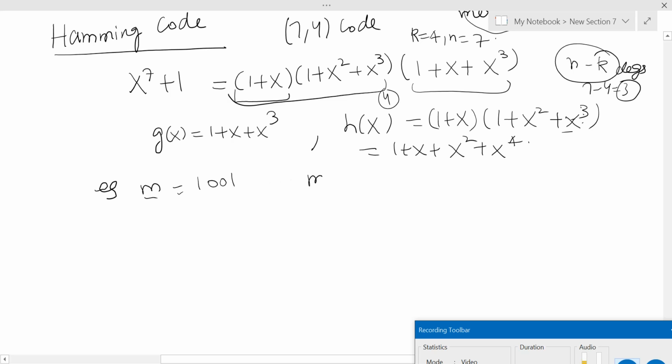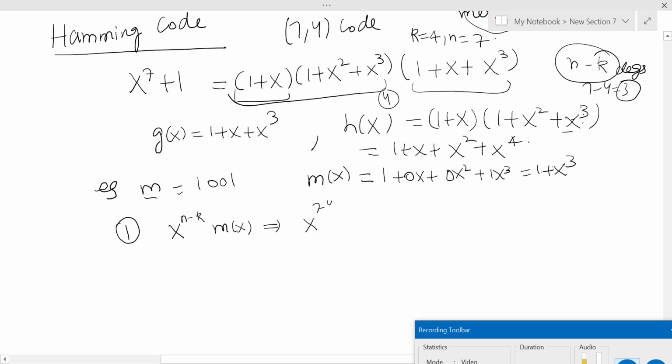First we will write the message polynomial for it. See, now things will become very easy. Its message polynomial is 1 plus 0 times x plus 0 times x square plus 1 times x cube, which is 1 plus x cube. This is its message polynomial. Now what is the first step in encoding? The first step is you have to multiply x to the power n minus k to m of x, which implies you have to multiply x to the power 7 minus 4 to m of x, which implies you have to multiply x cube to 1 plus x cube, which becomes x cube plus x to the power 6.